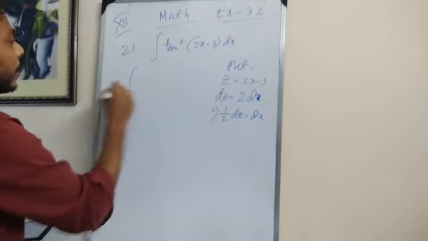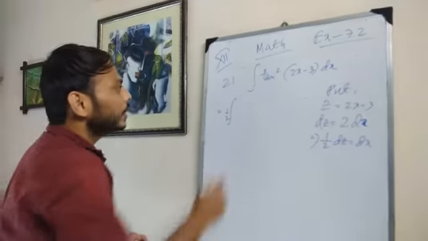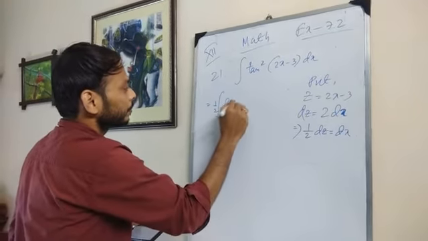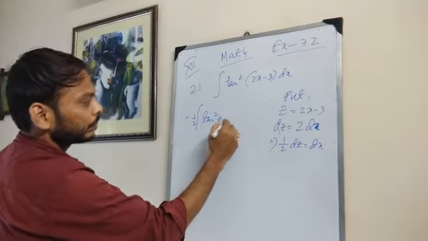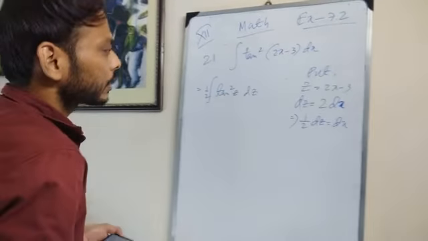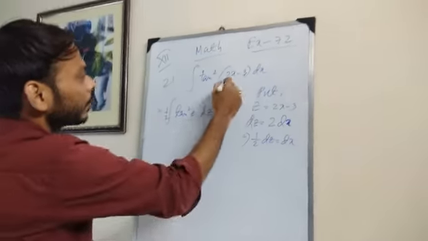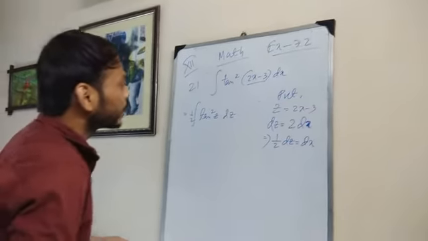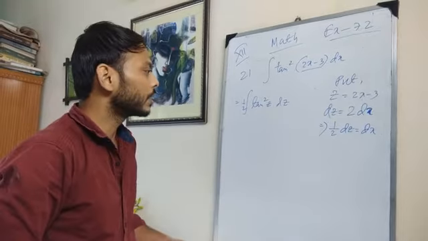So the integral becomes 1 by 2 will be coming out from the integration sign, then 1 by 2 integration tan square z dz. So instead of dx I am putting here 1 by 2 dz, and instead of 2x minus 3 I am putting here z. So 1 by 2 integration tan square z dz.